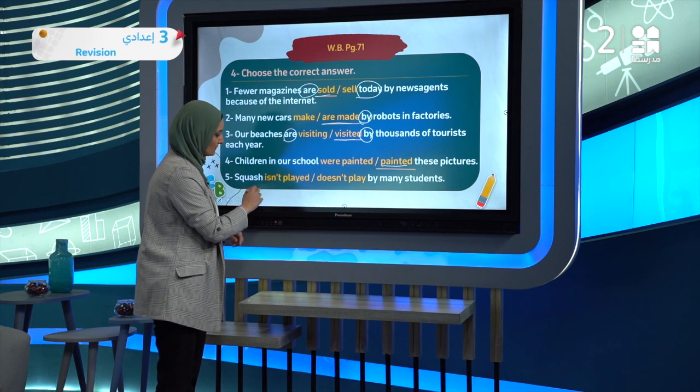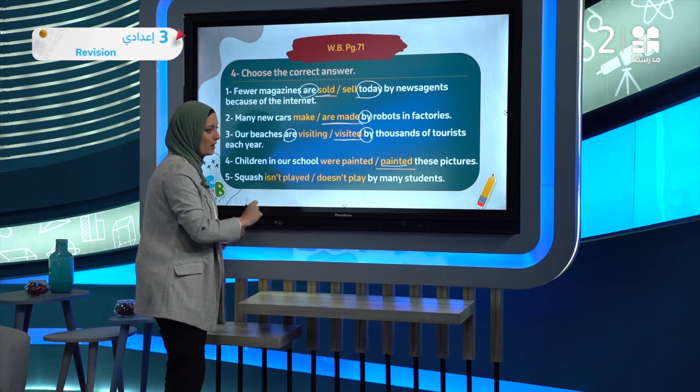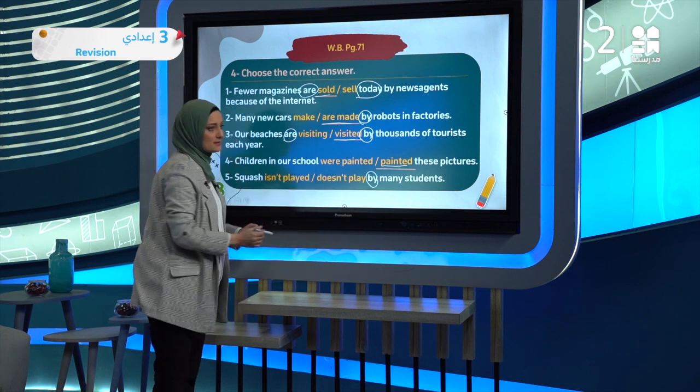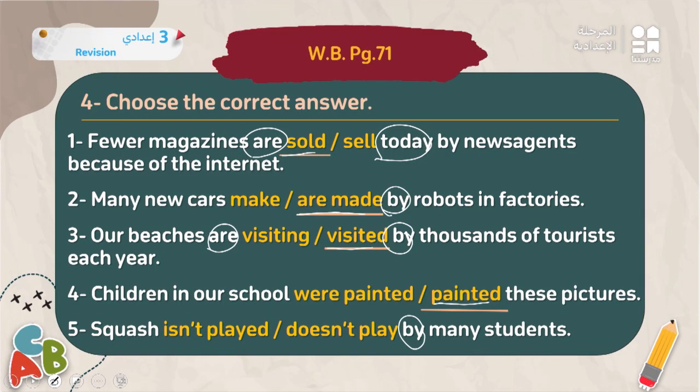Number 5, squash isn't played or doesn't play by many students. يبقى this sentence is in the passive voice. السكواش مش بيتلعب من طلبة كتير. طيب مش بيتلعب من طلبة كتير ما ينفعش اختار. احنا الرول بتاعت الباسيف هي am or is or are plus past participle. doesn't دي كده هي present simple بس في الاكتف. فانا لو اخترت doesn't play معناه ان السكواش هو اللي مش بيلعب كأنه هو السبجكت. كان عايزه اقول مش بيتلعب من طلبة كتير. So isn't played.